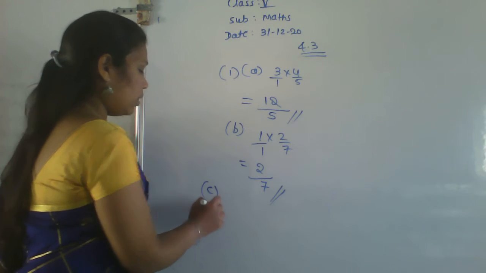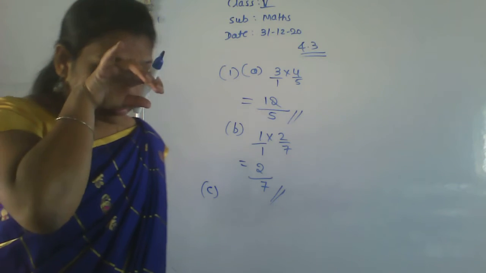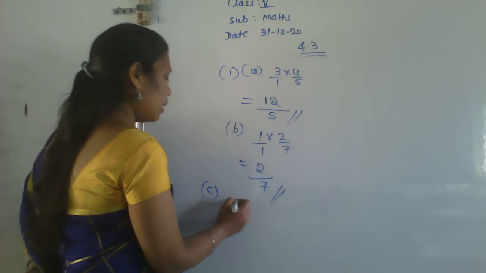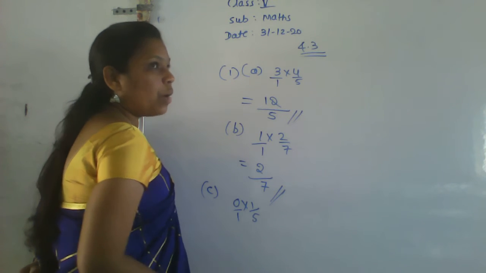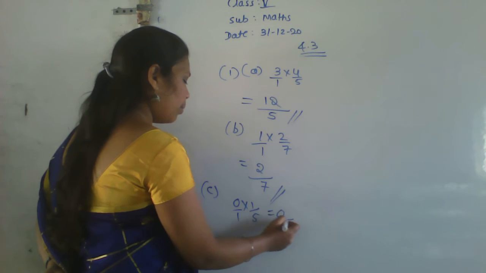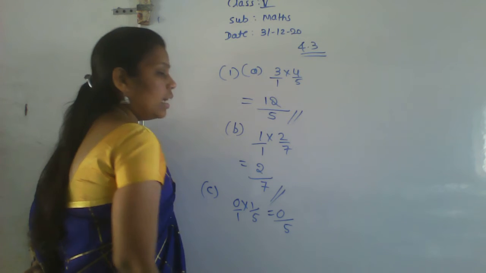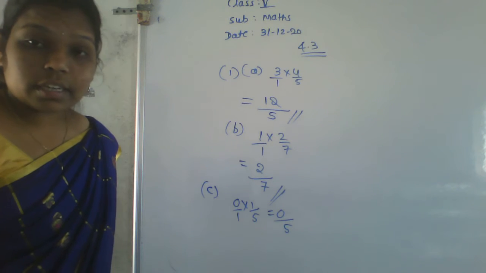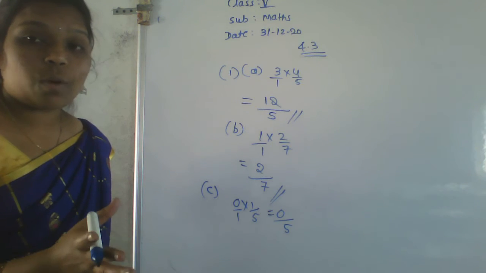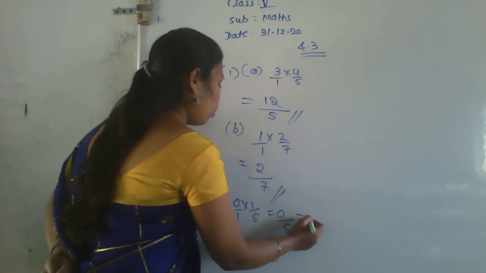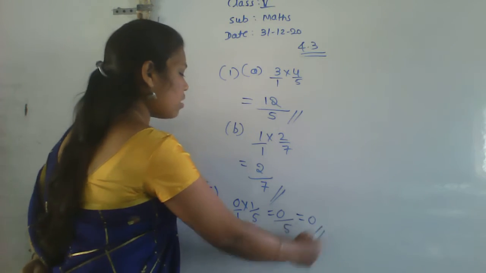Let's go for the C one. That is 0 into 1 by 5. 0 into 1 is 0, divided by 5. When you divide a 0 by any number, the answer is always 0. So the answer here is 0.